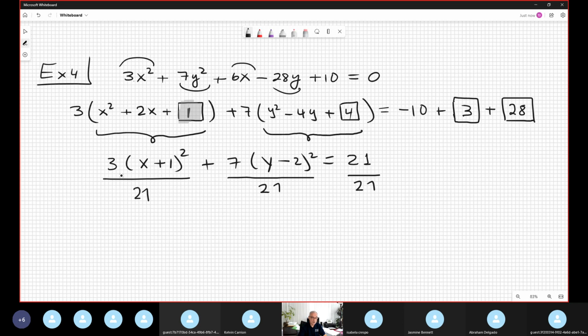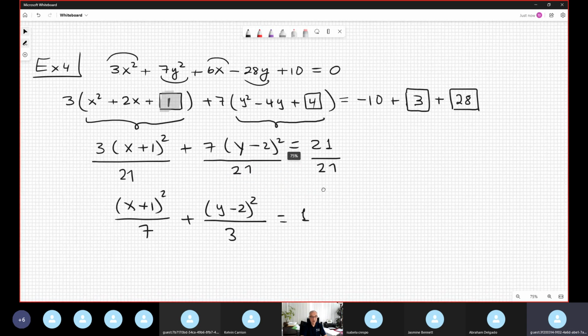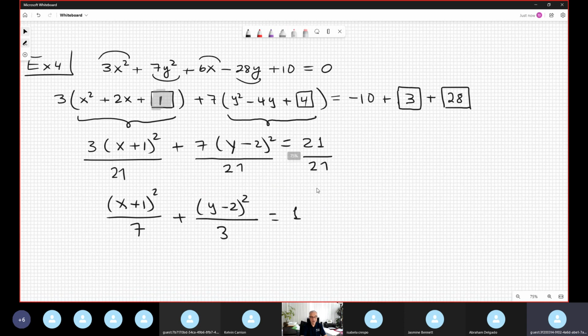Let's do it. 21 divided by 3 is 7. So actually it's (x plus 1) squared over 7, where the 7 comes from 21 divided by 3 in the bottom, of course. And this is (y minus 2) squared over 21 divided by 3, which is 7, sorry, 3. And it's equal to 1. Wow. So now this new expression is 100% algebraically equivalent.